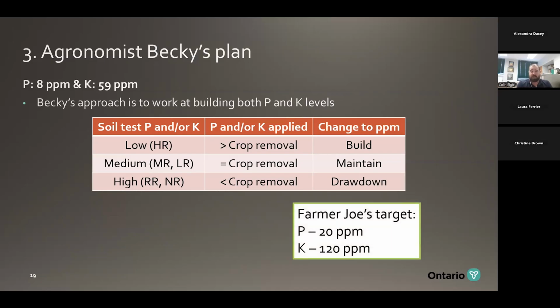And Farmer Joe, she's talked to him. His target is to get to around 20 parts per million of phosphorus and 120 parts per million of potassium. She knows that to build soil test levels by 1 part per million requires about 35 pounds of actual phosphorus per acre and about 20 pounds of actual potassium per acre. So it does differ a bit depending on the soils you're on, but those are a general guideline.